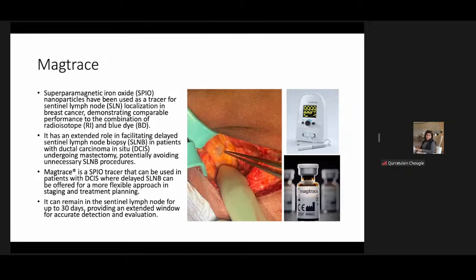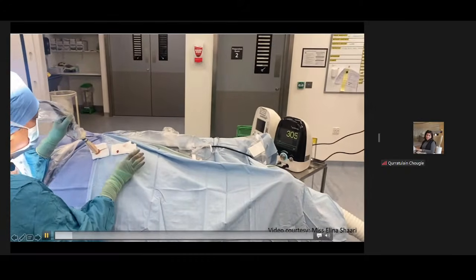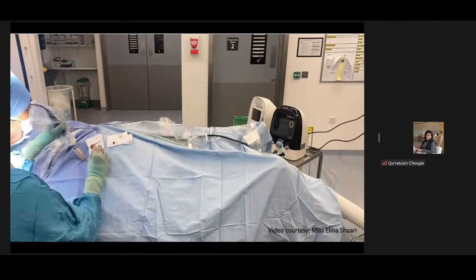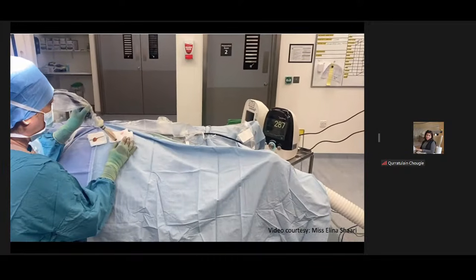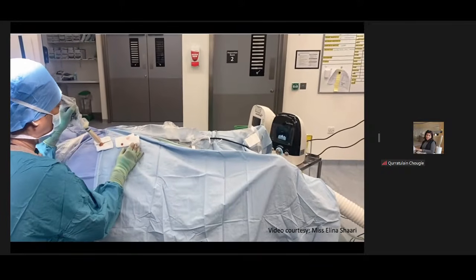I'll just show you a video which will be coming up. This is a video of one of my colleagues. She was very kind enough to allow me to share it. We injected the MAC trace when the patient had a mastectomy for DCIS. We found invasive disease on the pathology, so we had to go back in to perform a sentinel lymph node biopsy. And this is just a very short video showing you how, after we have found the sentinel lymph nodes, she's put the probe on the lymph node, and we're checking for the activity. So MAC trace has allowed us accurate localization.